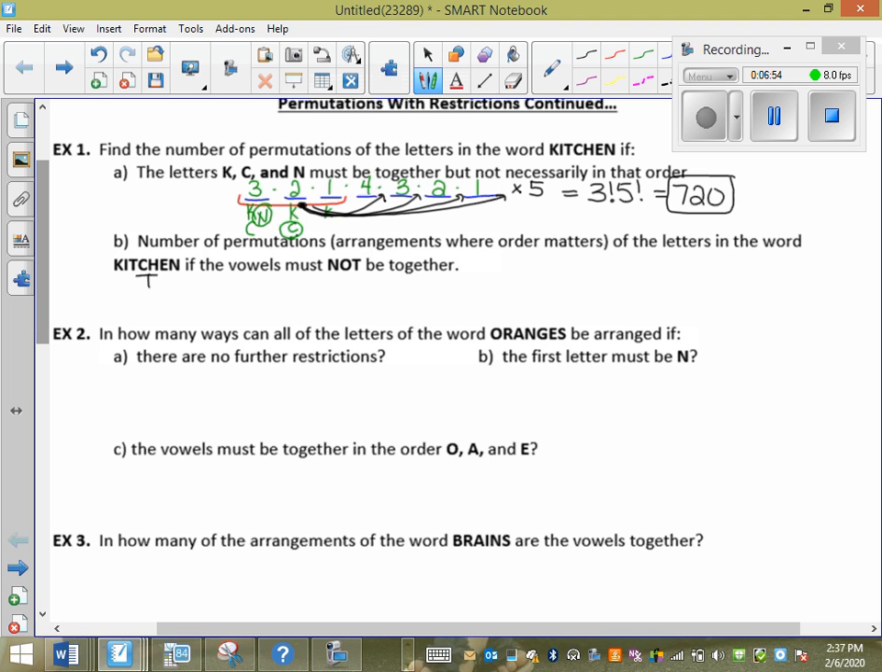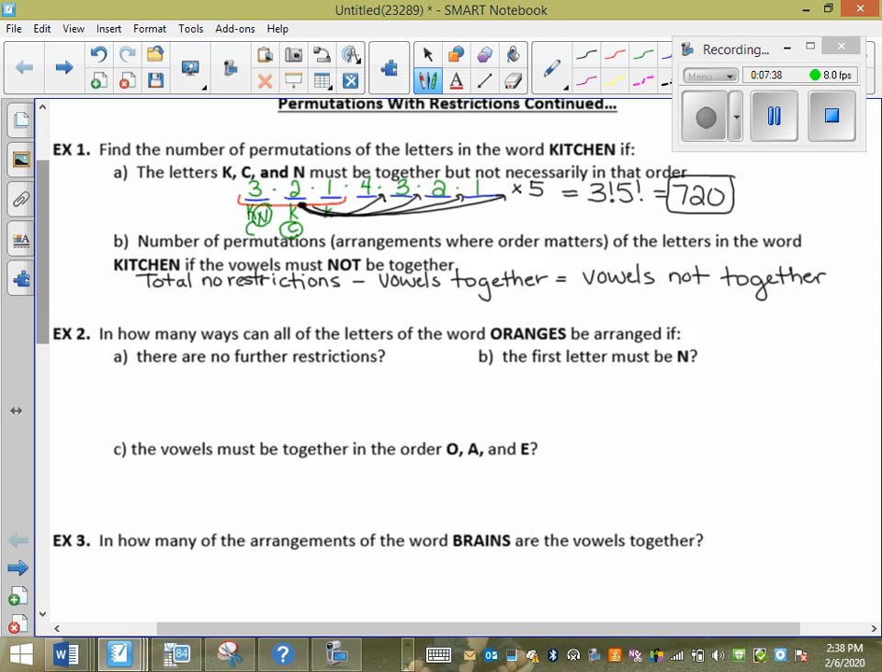So we're going to do total, no restrictions, minus vowels together, equals vowels not together. Because if we take all the ways we can rearrange kitchen, that's the maximum different ways we can rearrange kitchen, and we subtract out the vowels together, what's left over are the vowels not together, right? It's the leftover stuff. So whenever it's not together, you never try and make cases where they're not together. You literally just do total, minus them together, and then what's left over are them not together.